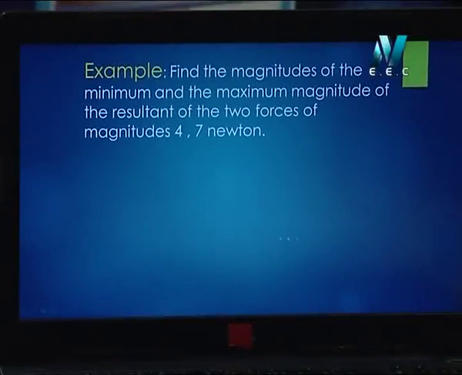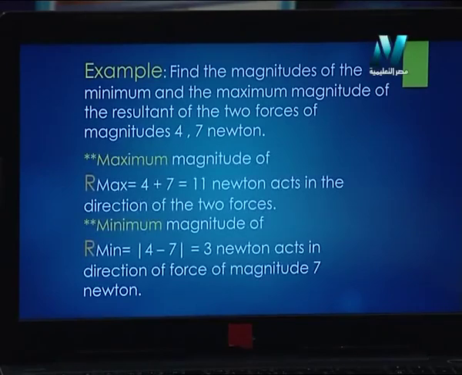Let's go to an example here. Find the minimum and maximum magnitudes of the resultant of two forces of magnitudes 4 and 7 Newton. We have here the maximum magnitude. We have agreed that R will be maximum if they act together, so with 4 and 7, we find the sum of them.